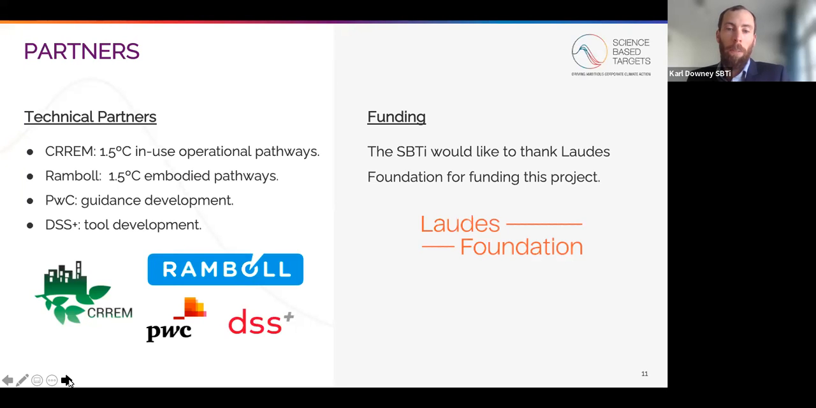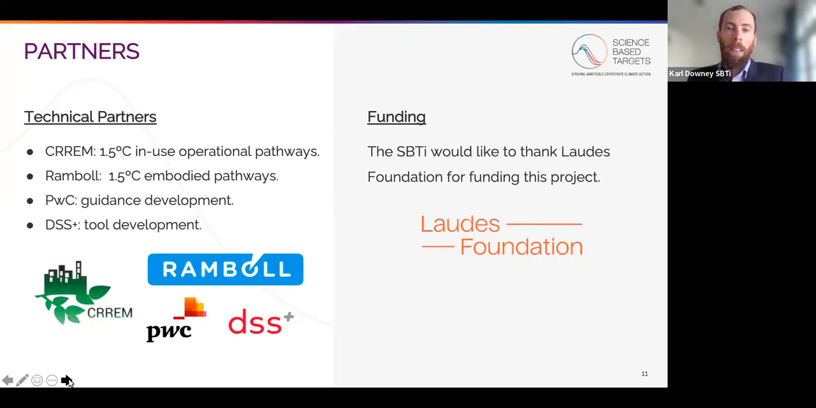So it's for those reasons that we launched the buildings project to offer 3 basic things. One is the 1.5 degree aligned pathways for the in-use operational emissions of buildings. The second one is the 1.5 degree pathways for the embodied emissions of buildings, which is something completely new. And the third is the target setting guidance and tool, which tell companies how to use these resources.